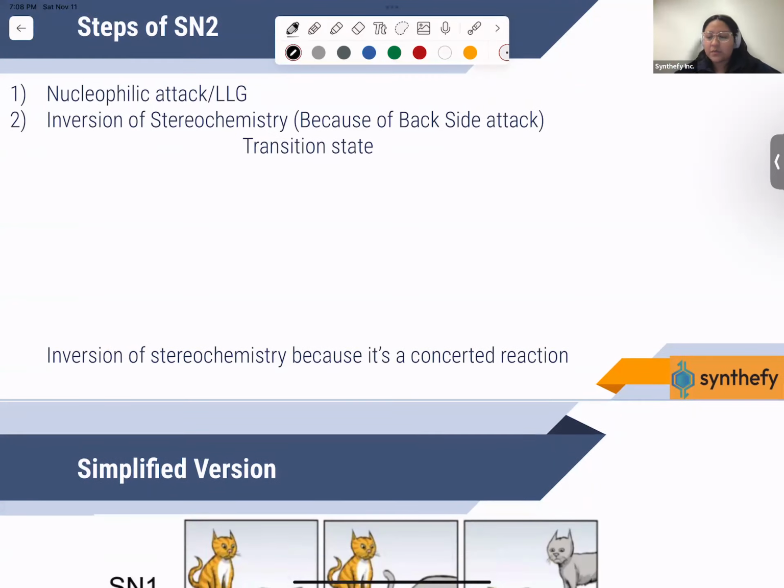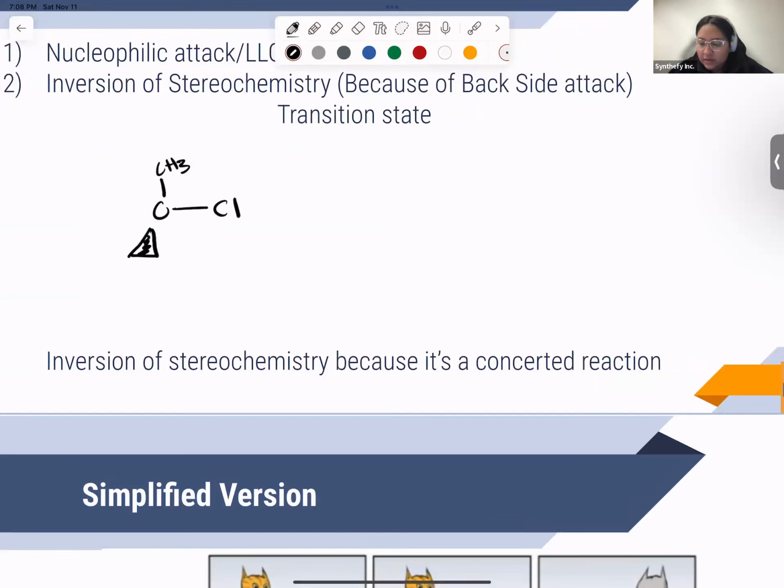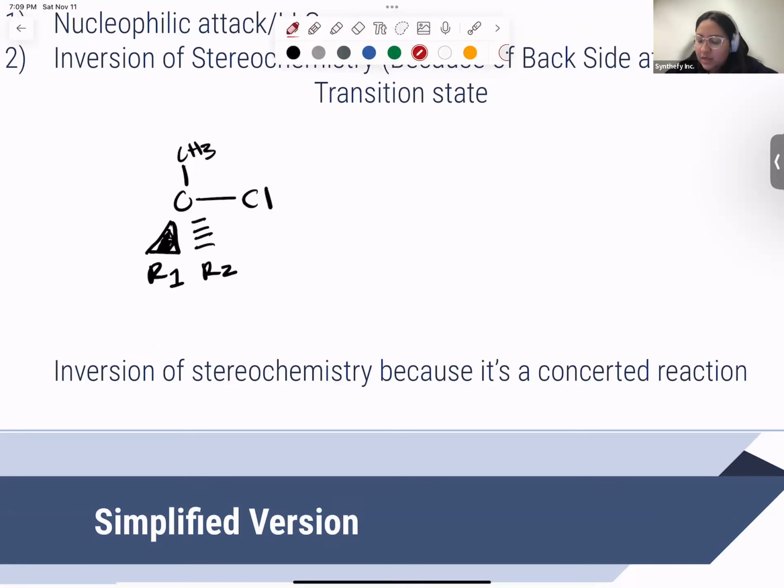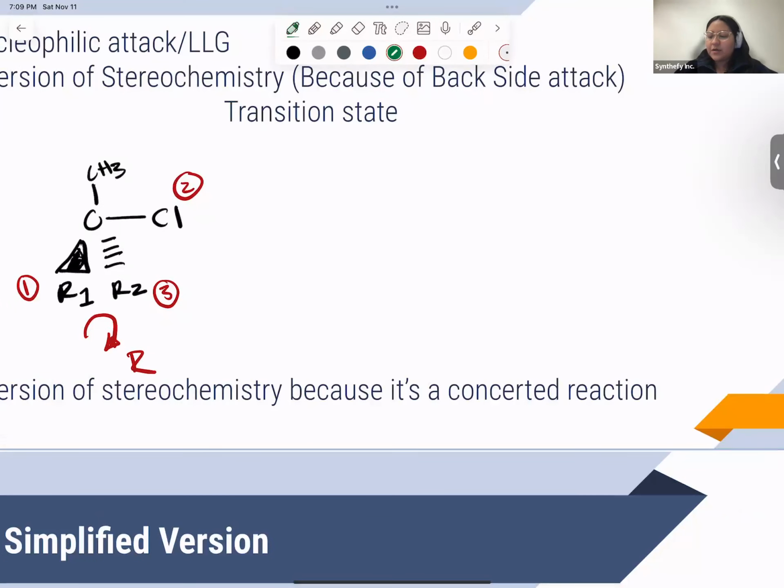So let's look at another reaction, more simplified. Let's have carbon in the middle. It's attached to chlorine. There's a methyl group here, CH3. And for the sake of simplicity, let's say that's connected to R1 here and R2 here. Let's quickly label the priority of these substituents. Let's say R1 is just your first priority. Let's label this your second, and this as your third. If you follow the 1, 2, 3, you get clockwise. Clockwise means that it's an R configuration. So we started out with R.